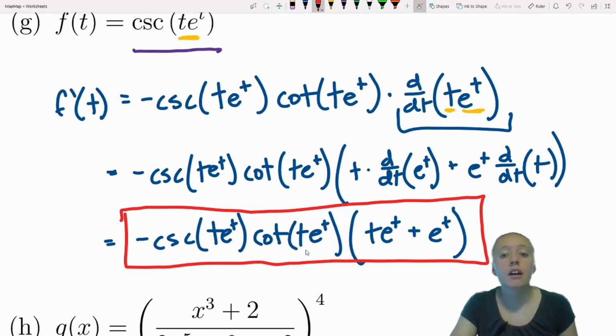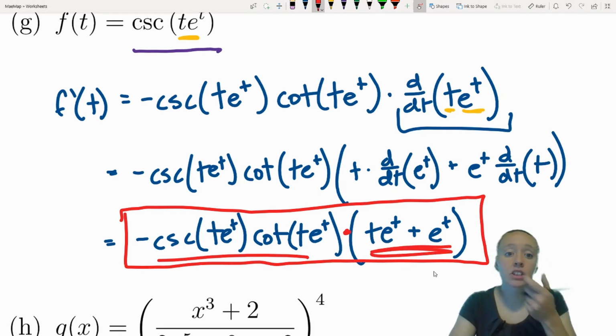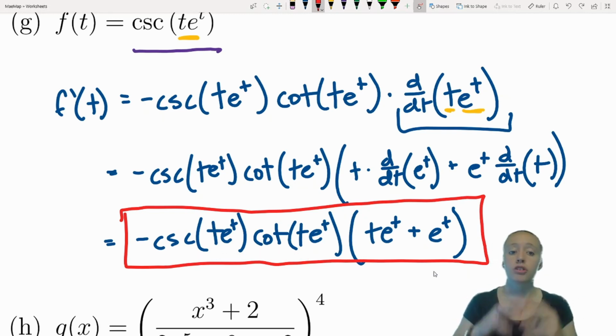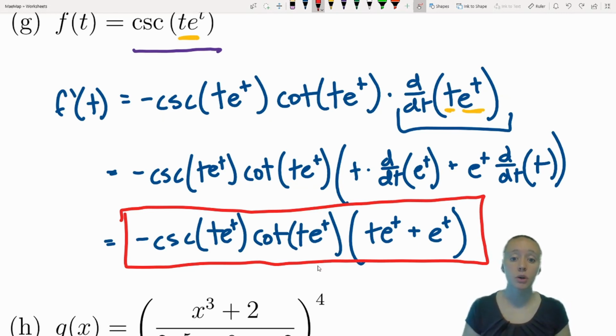And remember that this is multiplied by, don't drop those parentheses, that's the derivative of our innermost function. It was using that product rule. If you drop the parentheses, then this derivative will be incorrect. We need to make sure that we have that negative cosecant and cotangent of that function multiplied by the derivative of that innermost function, multiplied by both parts.